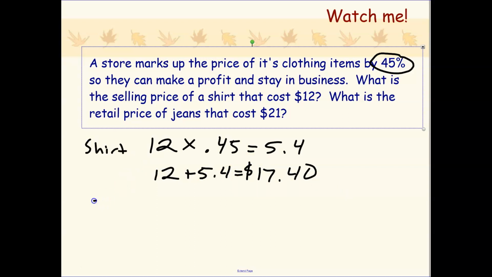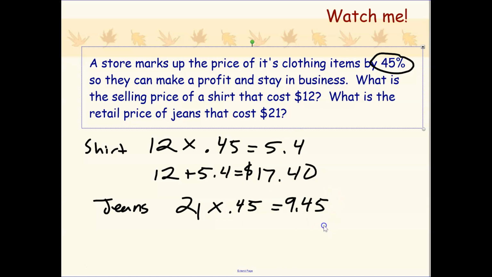What about the jeans? Well, the store pays $21 for the jeans. They need to make money. They got to pay their employees, pay their rent, pay their electricity bill, all that good stuff. So they're going to mark it up 45%. So that's 45% as a decimal. So I'm going to take my $21, times it by 0.45 using my calculator, and I'm going to get $9.45. That's not what they're going to sell it for.